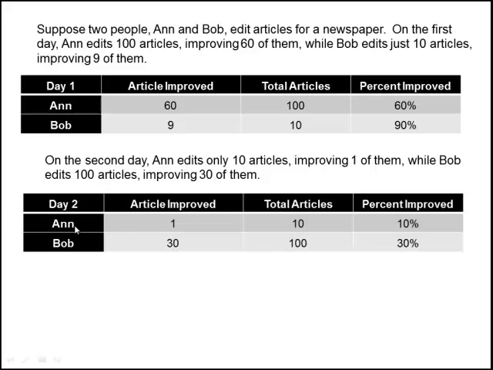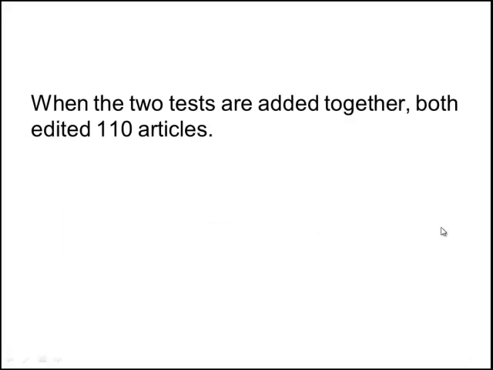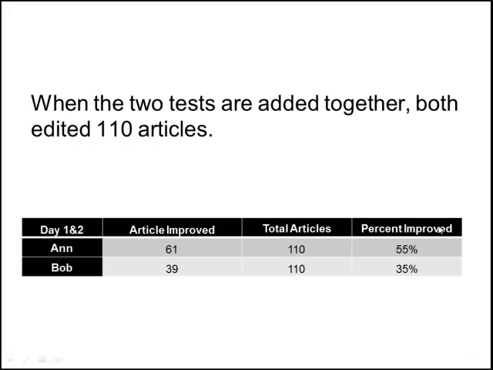So here on day 2, Ann improved 10% of the articles she worked on, while Bob improved 30% of them. So in both days, Bob did better than Ann. Now, when the 2 days are added together, both edited 110 articles. So Ann, who improved 60 on the first day and 1 on the second day, has a total of 61 that she improved out of 110. So her percent improvement is 55%.